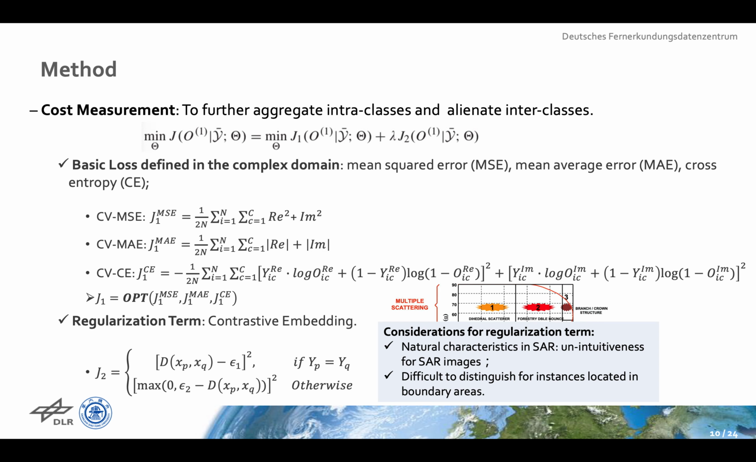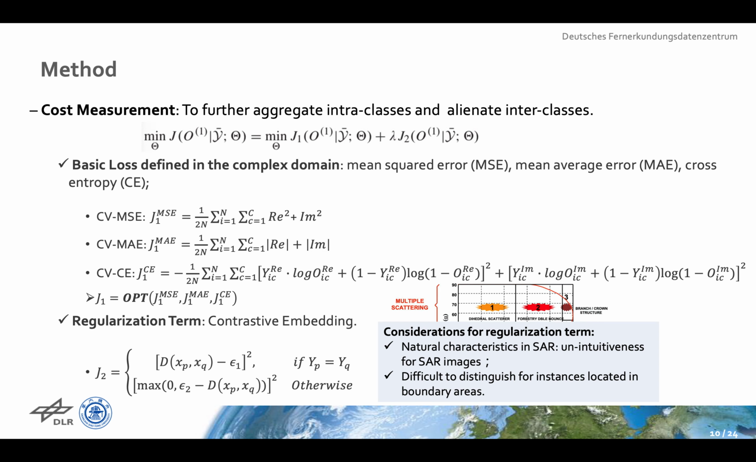And in this method, we consider some natural characteristics in SAR. SAR images are unintuitive, and it's difficult to distinguish, for instance, samples located in boundary areas in the H-alpha division plane. So we propose a regularization term, which is a contrastive embedding added to the basic loss, and they are combined to optimize the loss function to supervise the whole process.